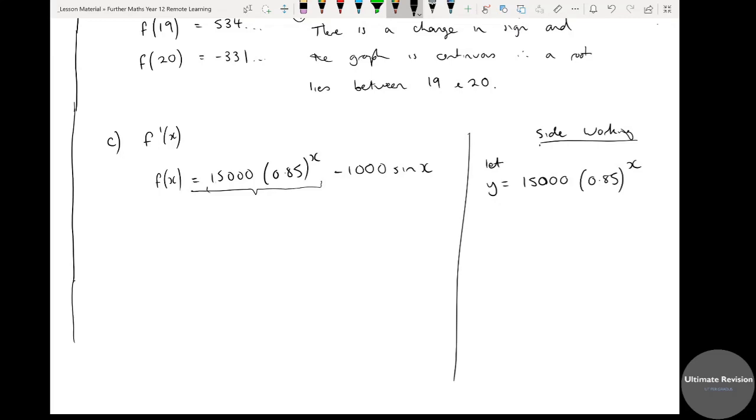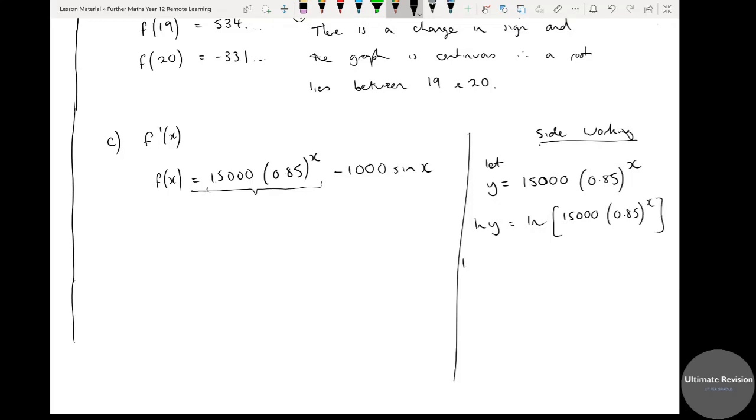Okay, now we need to differentiate that. Now do not just reduce the power by 1. That is not a legal move. What we need to do, there's a clever trick here. You need to ln both sides to begin with. So ln y equals ln of 15,000 times 0.85 to the power of x.